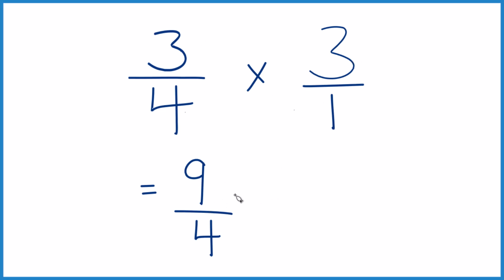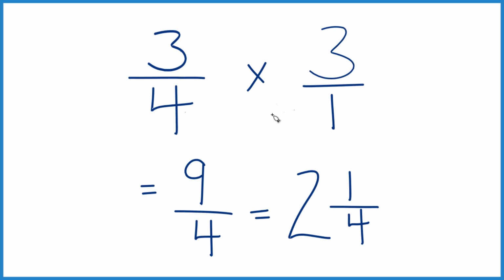This is an improper fraction. The numerator is bigger than the denominator. So let's change this over to a mixed number. 4 goes into 9 2 times. 2 times 4 is 8. And we'd have 1 left over. We'll bring the 4 across. And 9/4, that's the same as 2 1/4.